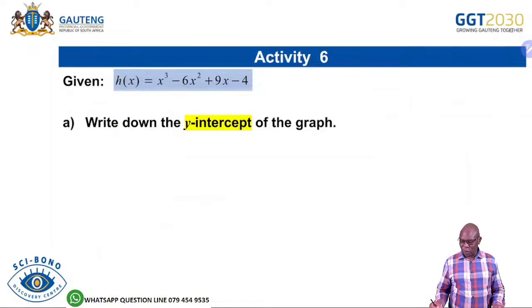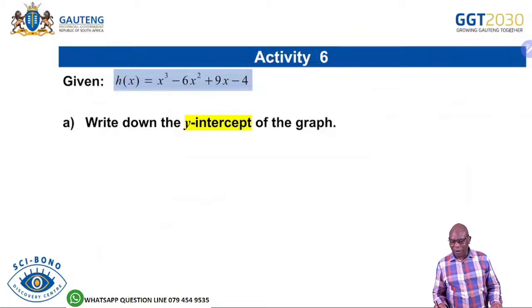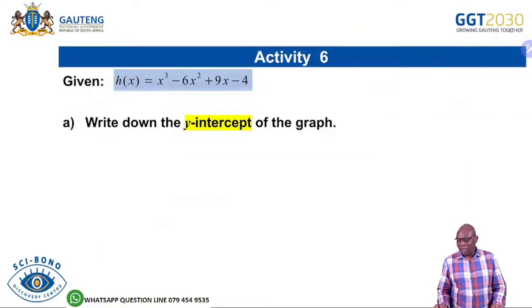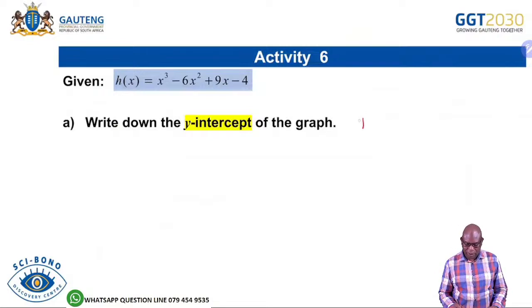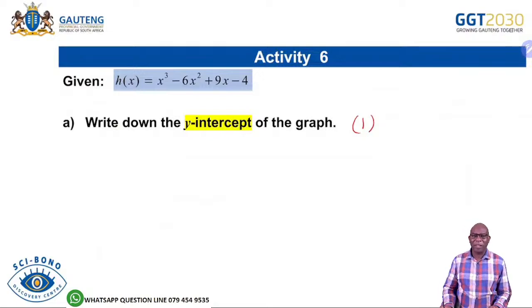Let's look at this one. Here we have got 4 questions that will lead us to draw the sketch. Let's look at the 4 questions. The first one says, write down the y-intercept of the graph. I'll just need to put marks here. So there will be 1 mark. It means that I must not do a lot of stuff there. It's 1 mark, so there's not much that I must do.